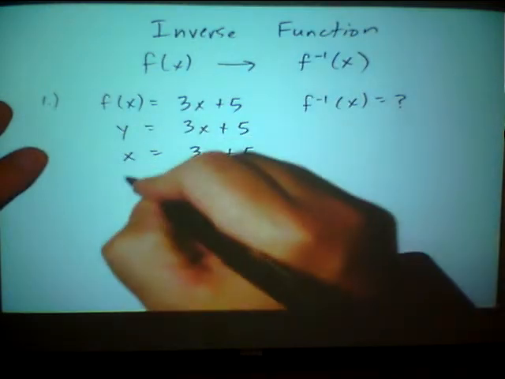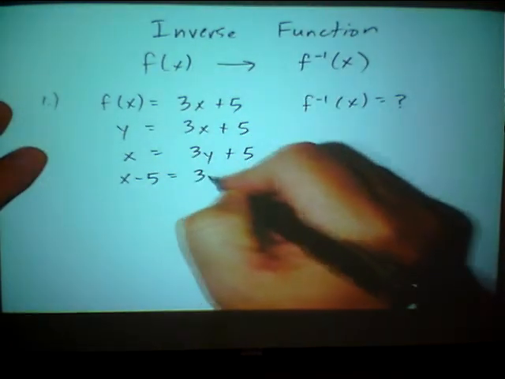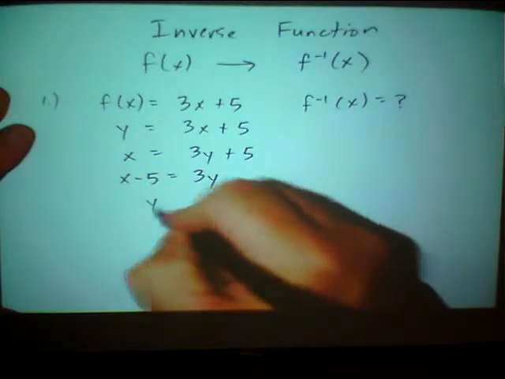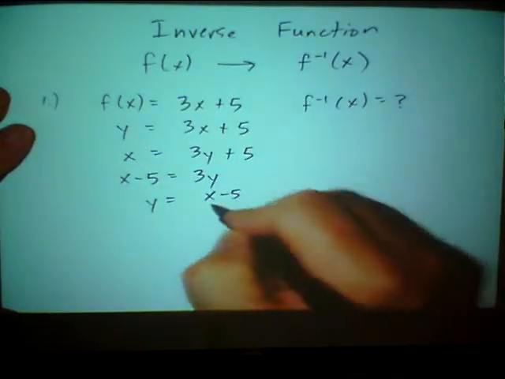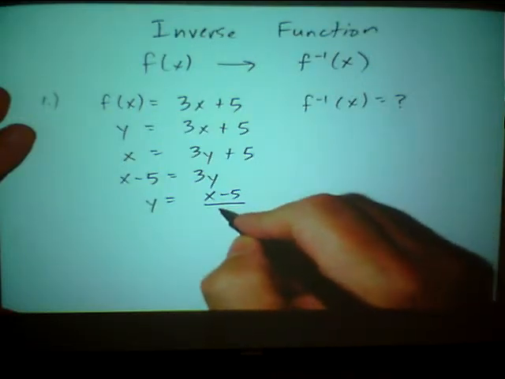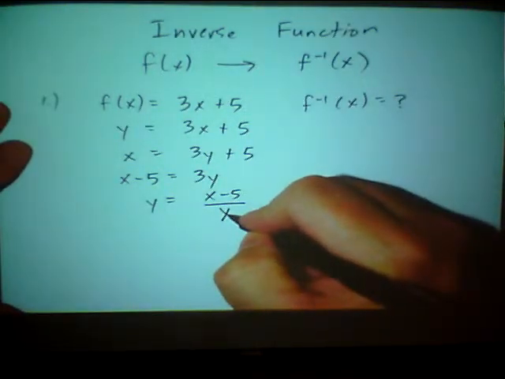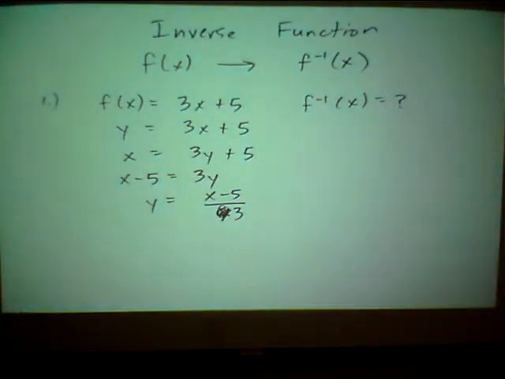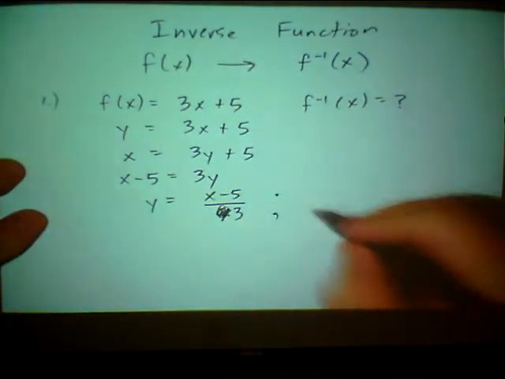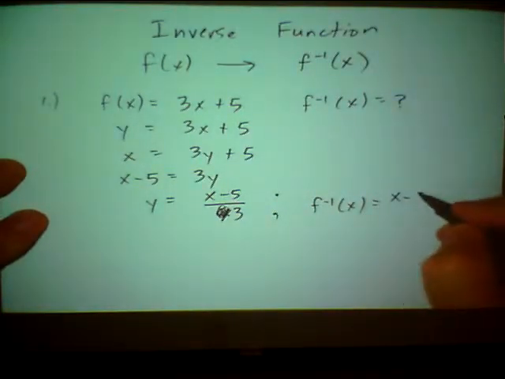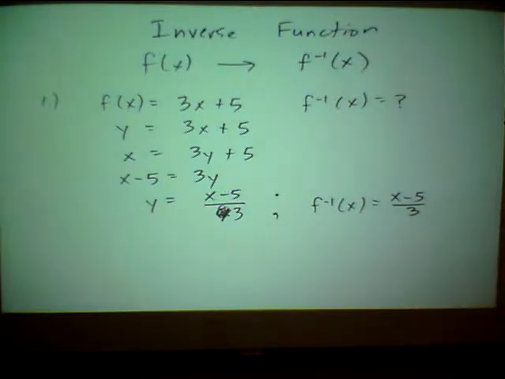So I'll subtract 5 from both sides. And now to solve for y, I'm going to divide both sides by 3. And if I rewrite it, if I just swap the sides, I have y equals x minus 5 over 3. And then the last step is to simply rename the y now as my inverse. So I can say the inverse function is x minus 5 over 3.